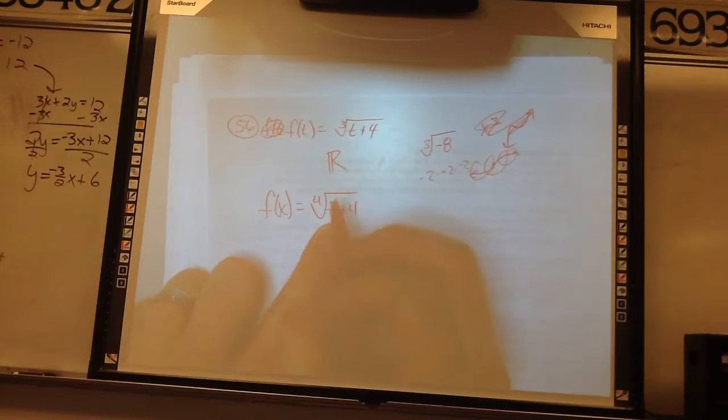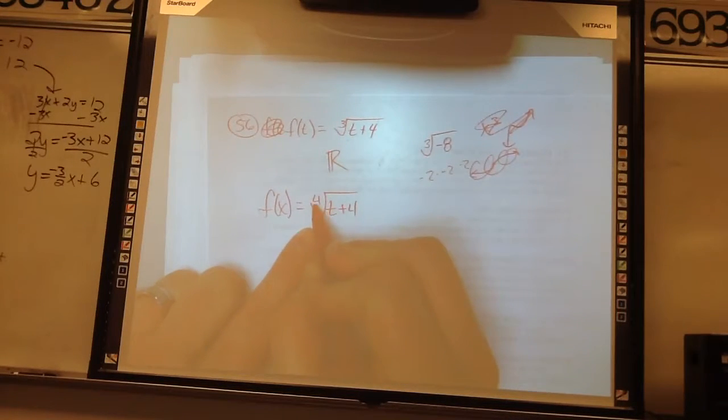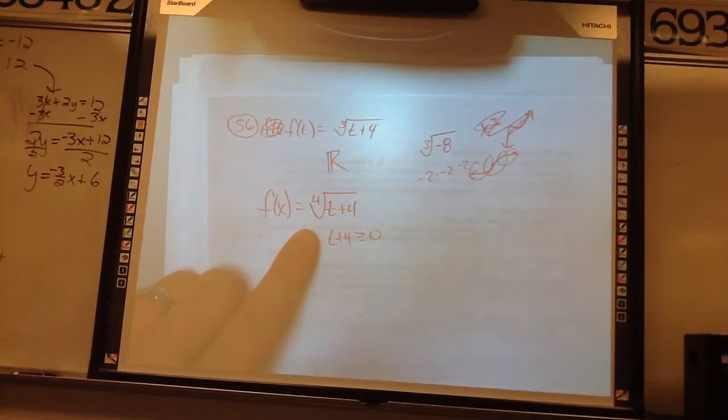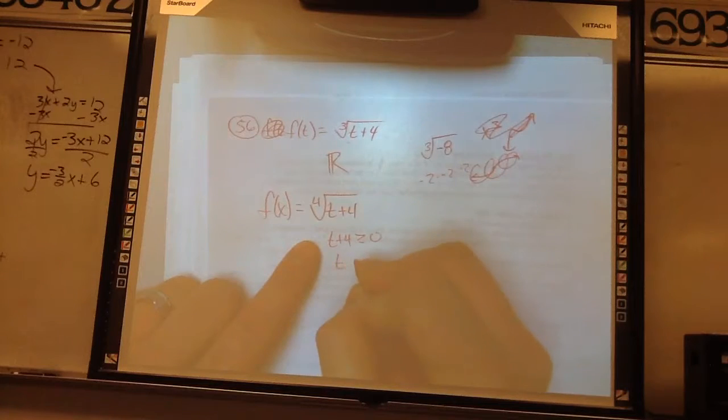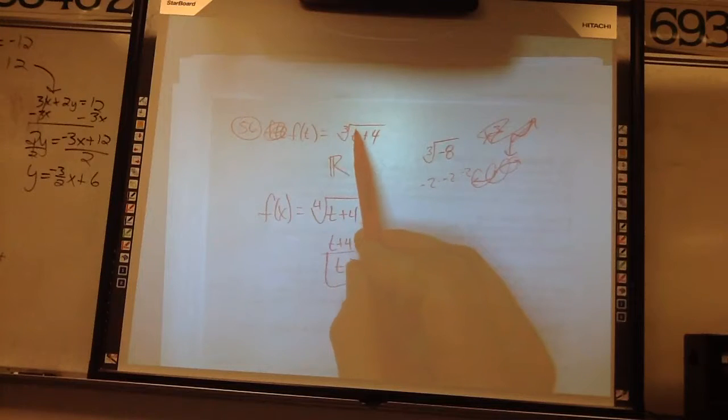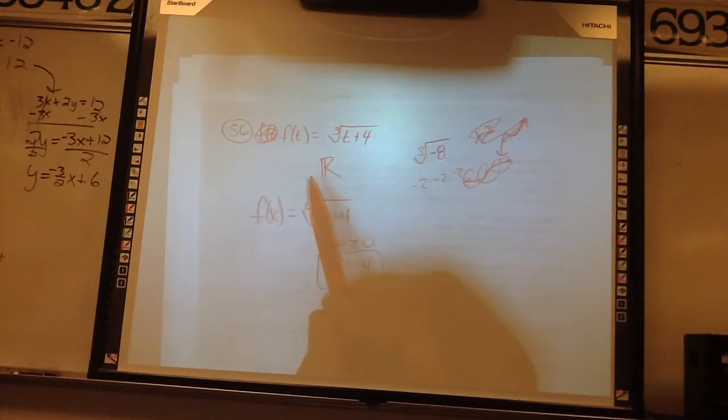So in this case, if that's a 4, or if it was just a square root, you would say t plus 4 has to be greater than or equal to 0. Therefore, t must be greater than or equal to -4, because it can't be negative. What if it's the third root? Then it's all real numbers. If it's the fifth root, all real numbers. Or the seventh root, yeah.